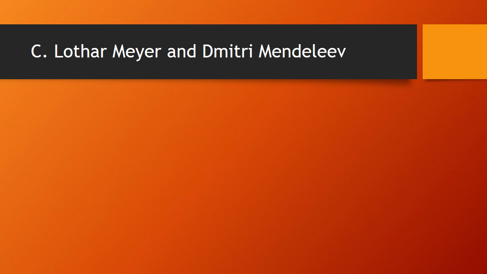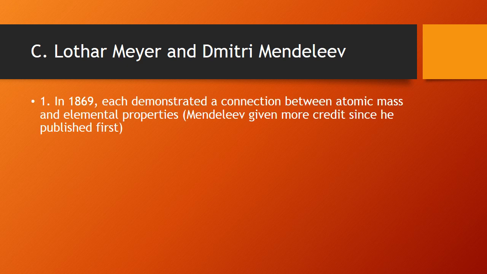So the next development in what eventually became the modern periodic table came from 2 scientists, and they did this independently. In other words, they were not working together, but they came to virtually the same result. The scientists by the name of Lothar Meyer, an English chemist, and Dmitry Mendeleev, a Russian chemist, and they both independently demonstrated in the same year, in 1869, the very same connection that Newlands did, a connection between atomic mass and the properties of elements.